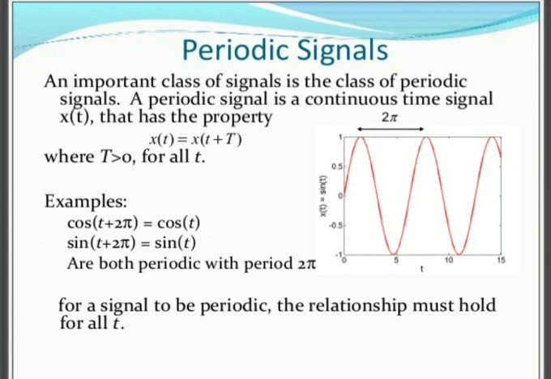A signal is periodic if it repeats after some time period. The time period after which the signal repeats is called the fundamental period. The fundamental period of the CT signal is denoted by capital T, and the fundamental period of the DT signal is represented by capital N. If the signal does not repeat after some time period, then it is called a non-periodic signal. A periodic CT signal is shown here. It is a pure sine wave, and it repeats after 2 pi.